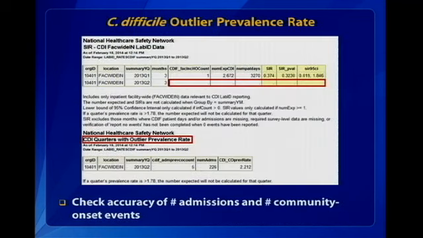So let me show you what I'm talking about. For 2013 quarter 2, the second row in this table, you can see that all of those variables are set to missing. If you scroll down to the second table, which is titled CDI quarters with an outlier prevalence rate, you can see that in this facility for quarter 2, they had a CDI prevalence rate of 2.12. And this table gives you the opportunity to check that your number of admissions and number of community onset events were entered accurately. Again, should be representative of the entire quarter.